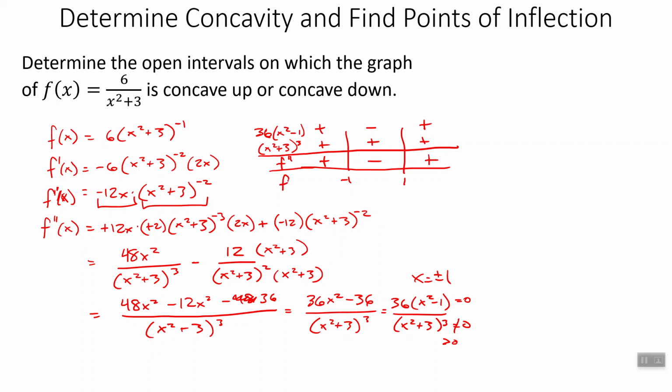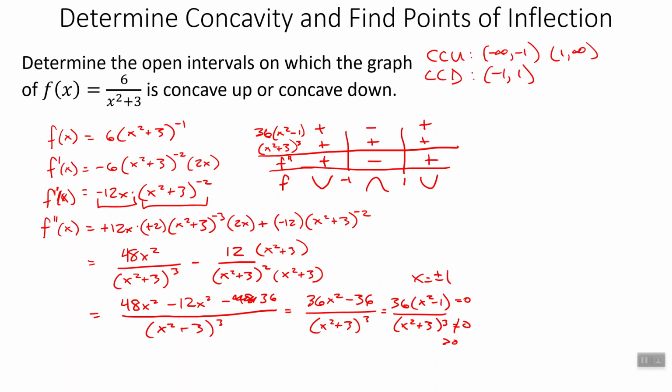So that means our original function, since this is the second derivative, is concave up, concave down, concave up. So it looks like if we want the intervals for concave up, it would be from -infinity to -1, and again from 1 to infinity. And if we want the intervals for concave down, it's just that middle section, -1 to 1.